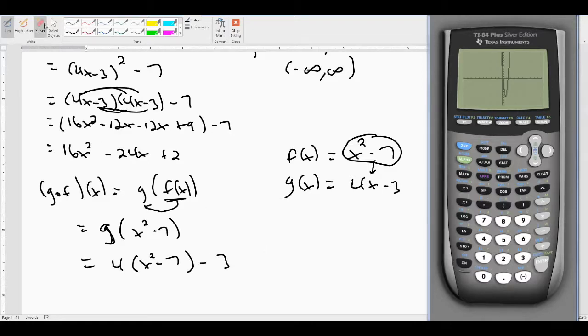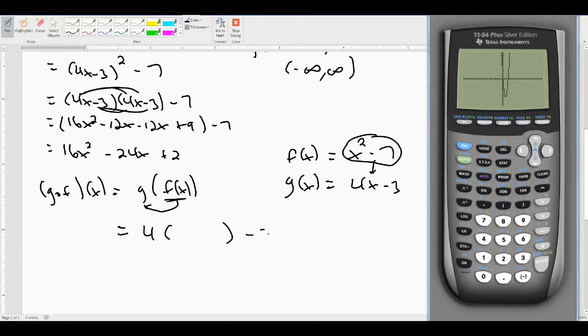Now let me show you what I really like to do, because I think this is actually better. You ready for this? I'm going to do what I did last example. We're going to take the x squared minus 7 and just throw it in there for the x. So I have 4 empty parentheses minus 3. So what goes in place of the x? It's the x squared minus 7.